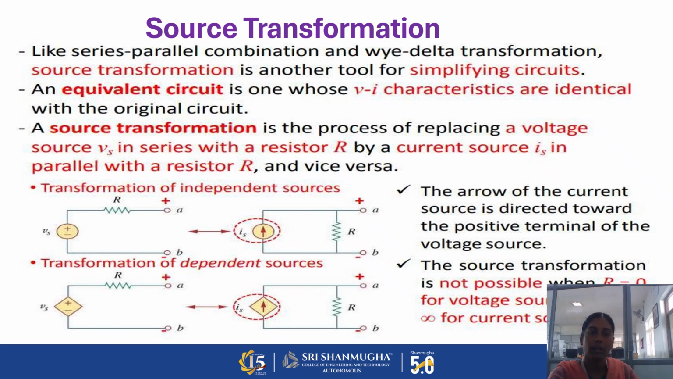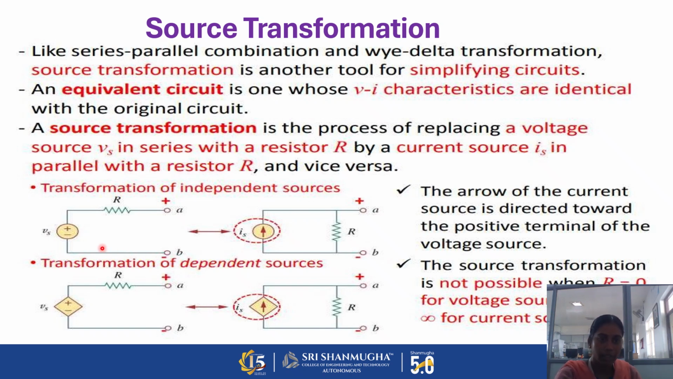In this, series parallel combination and even star delta transformations can also be applied. Generally, a voltage source is connected in series with a resistor and the current source is connected in parallel with a resistor. So source transformation is only applicable when the voltage source is in series with a resistor and the current source is in parallel with the resistor, and vice versa. Then only we can do the source transformations.